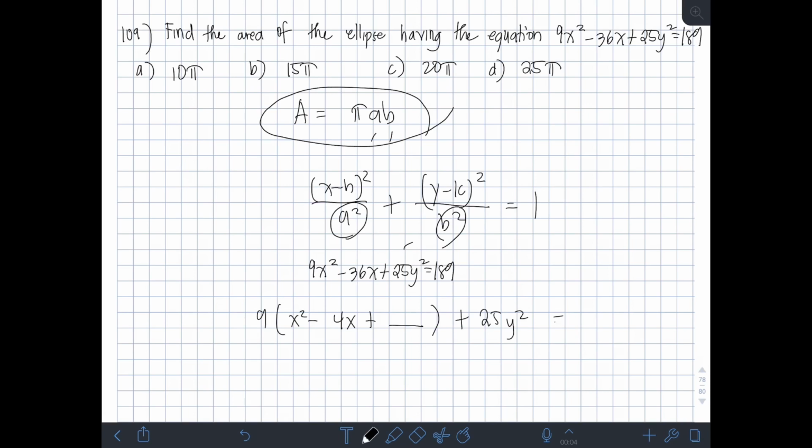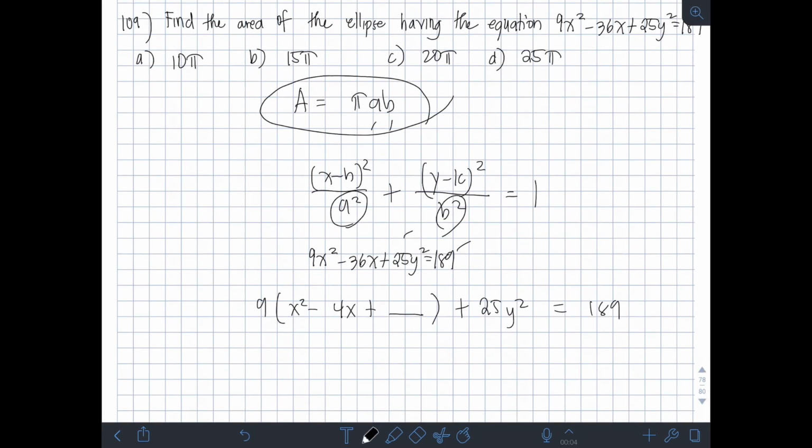So, as is na lang, equal yung constant na 189. So, anong i-add natin? Divide natin by 2 yung numerical coefficient ng x na negative 4. So, negative 4 divided by 2 is negative 2. And then, square natin yung sagot. Negative 2 quantity squared is 4. So, mag-a-add tayo ng 4.